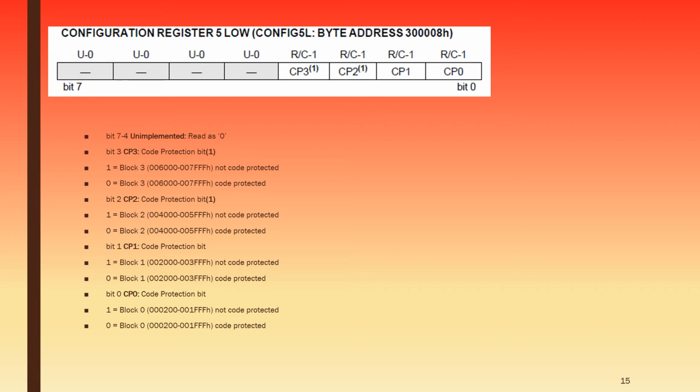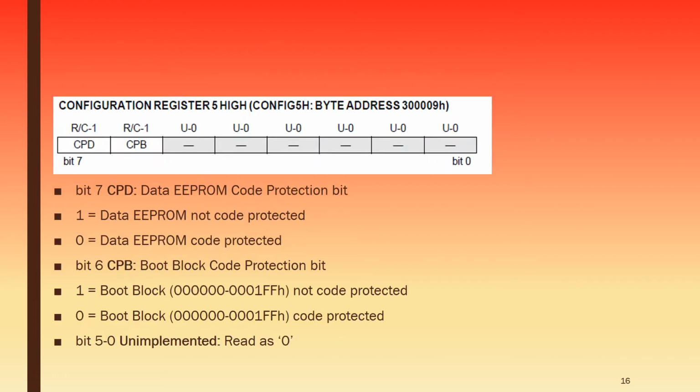So here it is code protection bit, it is 1, block 0, location is 000 to 001FFF, not code protected if that bit is set to 1, and code is protected if that bit is set to 0. Then there is configuration register 5 high. So byte address is 30009H.